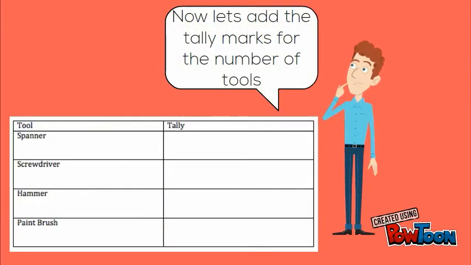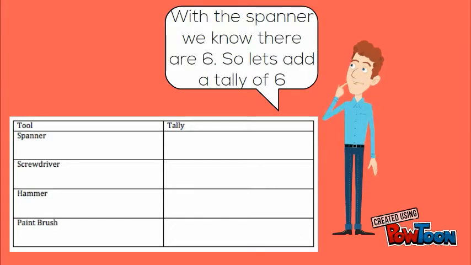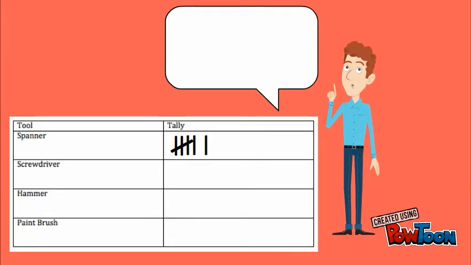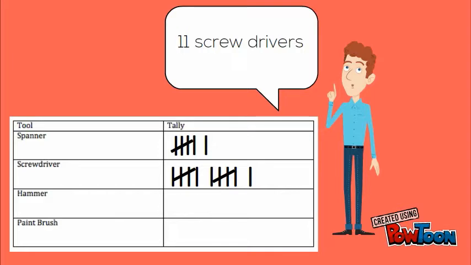Now, let's add the tally marks for the number of tools. With the spanner, we know there are 6, so let's add a tally of 6. Then we do the same for the other items: 11 screwdrivers, 4 hammers, and 1 paintbrush.